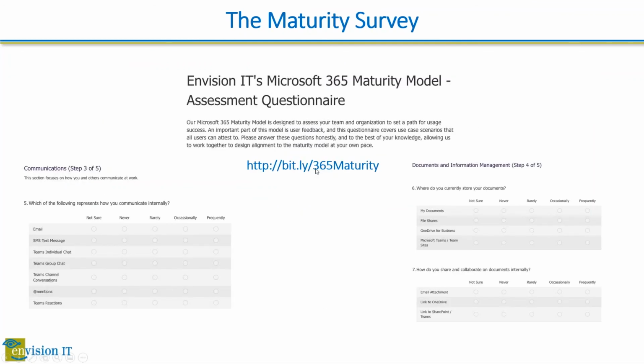Now on the maturity path, on the next slide, you'll see that we've created a Microsoft 365 maturity survey, which is how we get you started on the maturity path. You can hit that through the bit.ly link, and by all means, please fill that out. This is what we really use to have conversations with customers from the get-go on the maturity growth scale, in order to understand what they're currently doing around the Microsoft 365 suite, how they're communicating, through to what their documents and information management look like, in order to get them on a path to success.